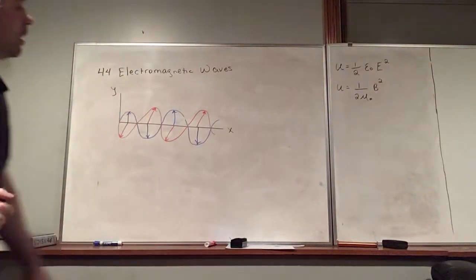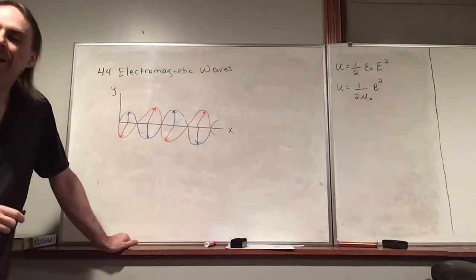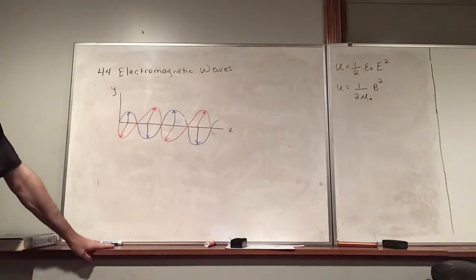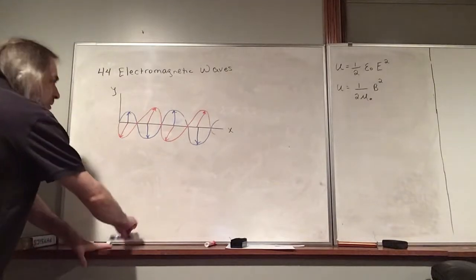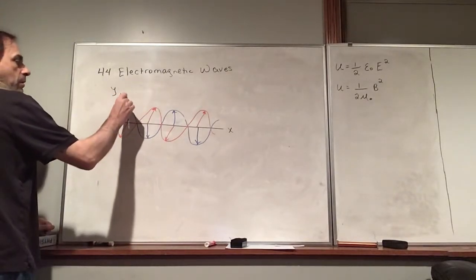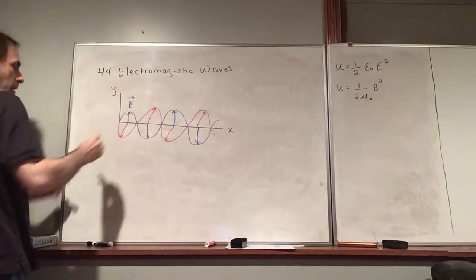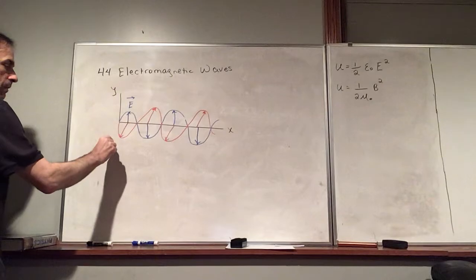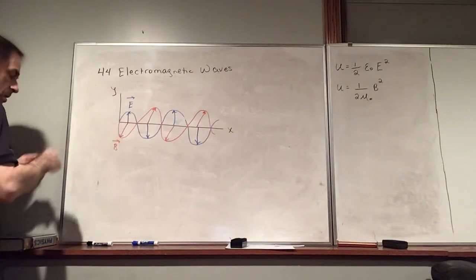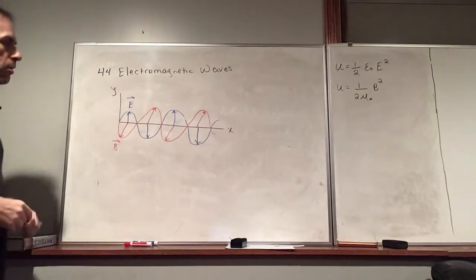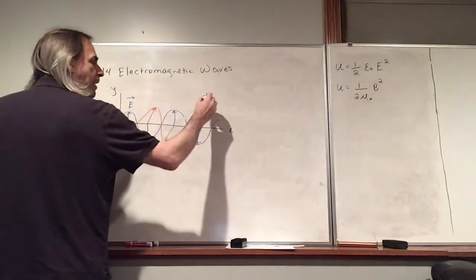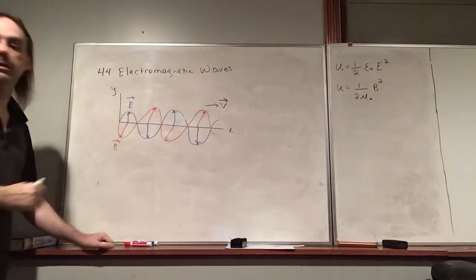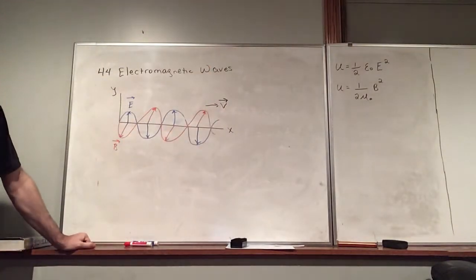Okay, so we're going to talk about electromagnetic waves. I drew an electromagnetic wave here, where I use blue for the electric field, and red for the magnetic field. Now we're considering a wave that is propagating to the right. So we've got velocity to the right, or the x direction.